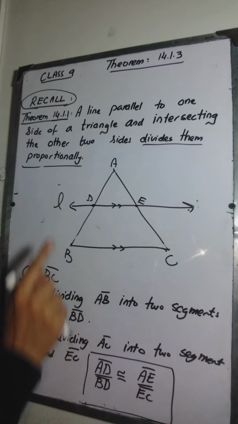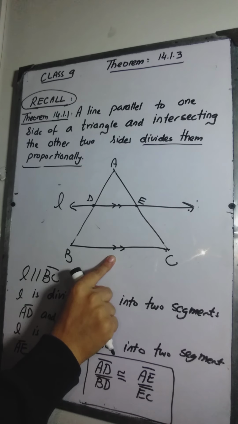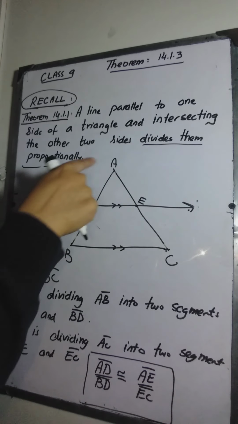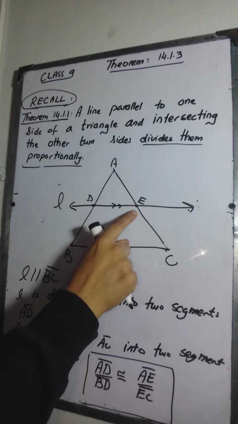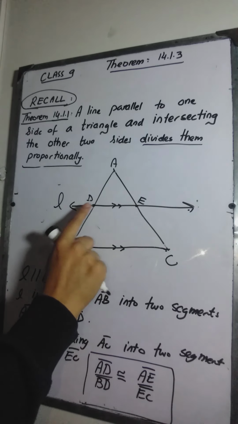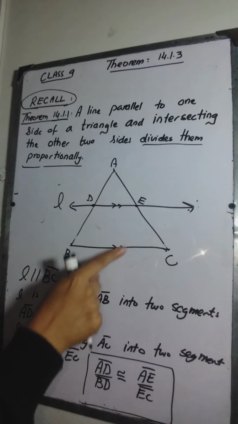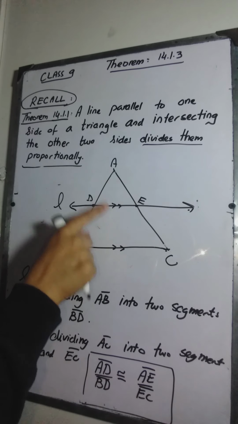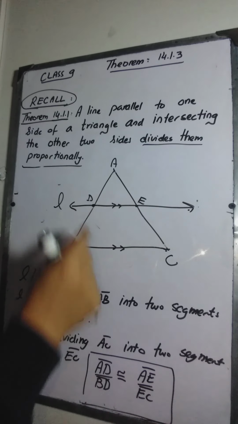The result is that if you have a line which is parallel to one side of the triangle and it is intersecting the other two sides, this line must intersect two sides of the triangle and it must be parallel to the third side. Two sides will be intersected by this line and one side will be parallel to it. Then the segments which it cuts off from each side will be proportional.